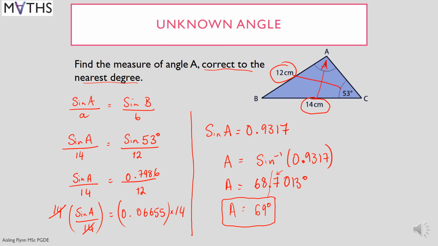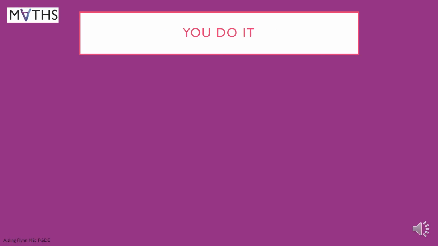Alright, so there we see us finding an unknown angle. We've used the alternative version of the sine rule where you put the sine A on top. You can use the other one also. It's just that by putting your unknown in this position, the top left hand corner, you have less manipulation, less moving around of things to get your answer. Now it's time for you to try some exercises on that.